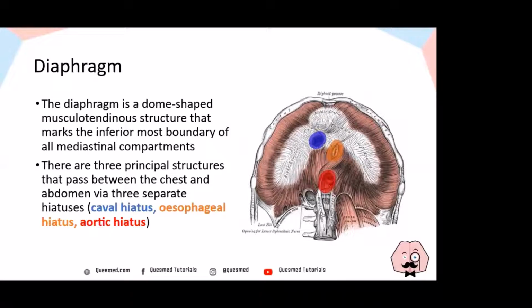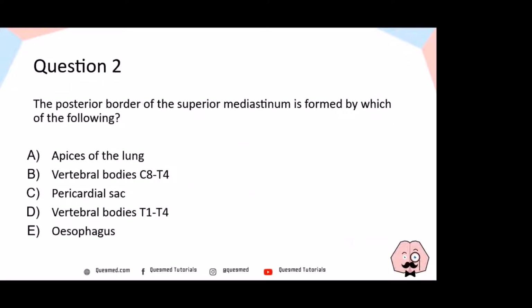Again, just to briefly talk about the diaphragm, so it's a dome-shaped musculotendinous structure, and it separates your thorax from your abdomen, and there are three major openings which we'll discuss later, but they're your caval hiatus, your esophageal hiatus, and your aortic hiatus. Okay, question 2.